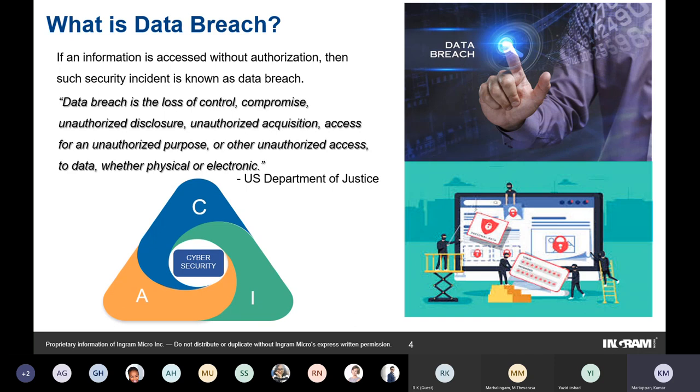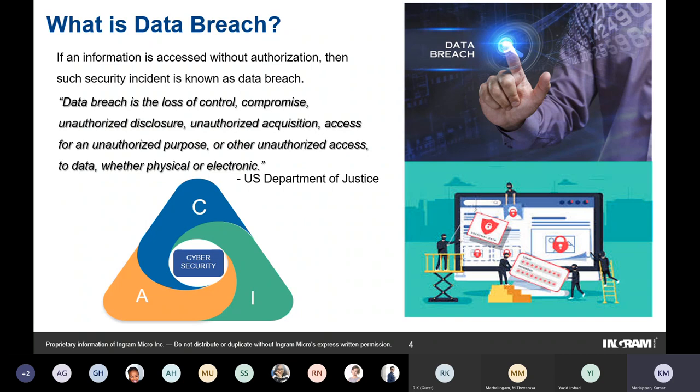One is confidentiality, where there is unauthorized disclosure. If data is disclosed by an unauthorized user, or it was acquired through an unauthorized mode, or it is accessed, it means you are losing the confidentiality of the data.